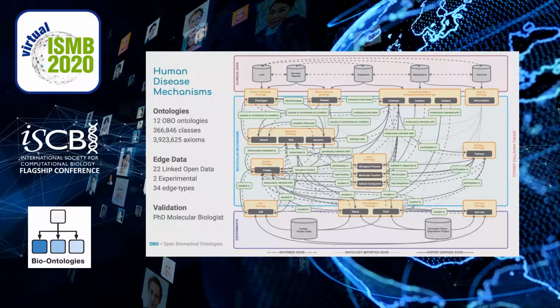For the quantitative evaluation, we worked closely with a PhD molecular biologist to design a knowledge representation, shown in this figure, that modeled human mechanisms of disease. And in this figure, ontologies are shown in gold boxes, as well as green edge labels, and the edge data between them comes from 2 experimental datasets and 22 linked open data results, resulting in a total of 34 unique edge types that are added to the ontology data. This knowledge representation was used for all of the quantitative evaluations that will be explained throughout the rest of this presentation.